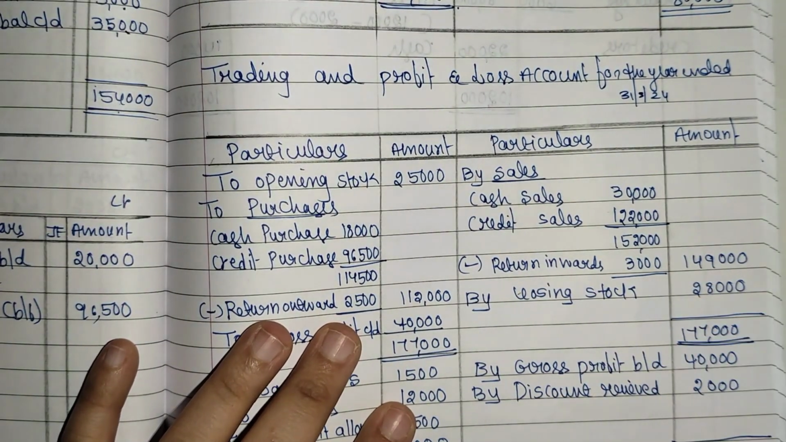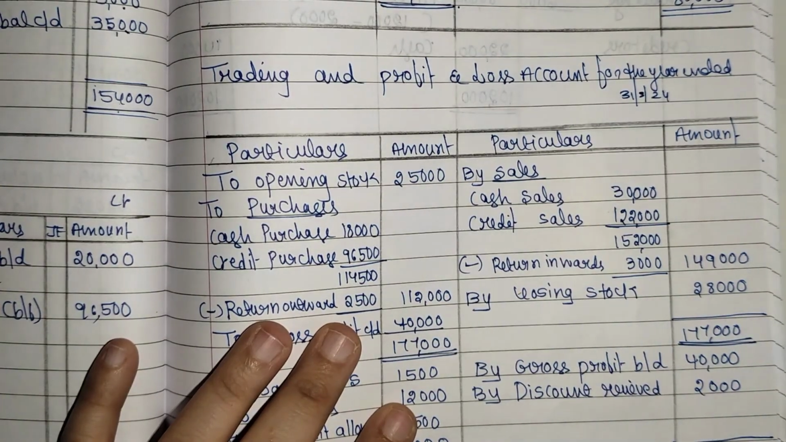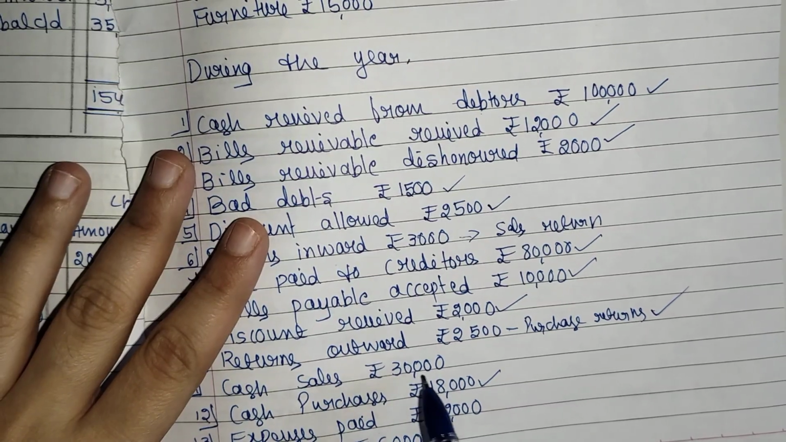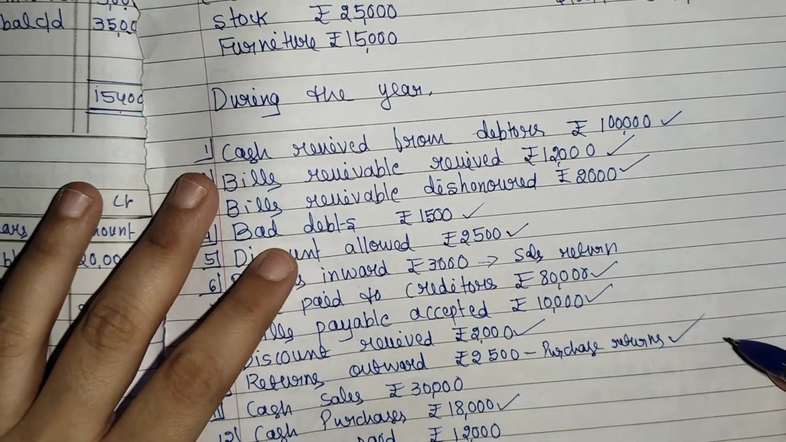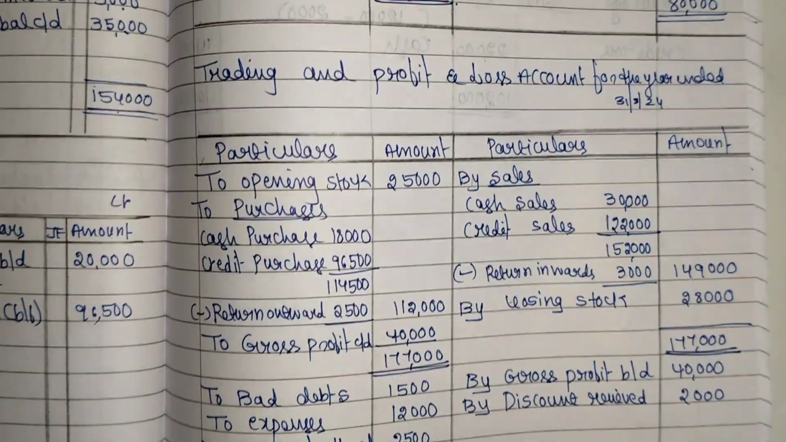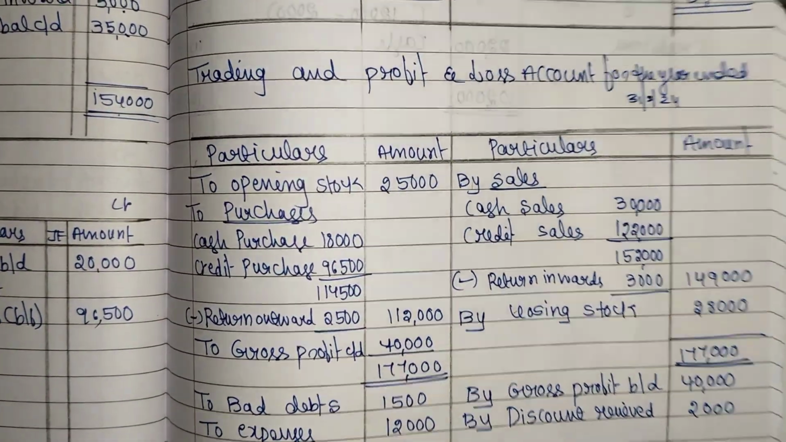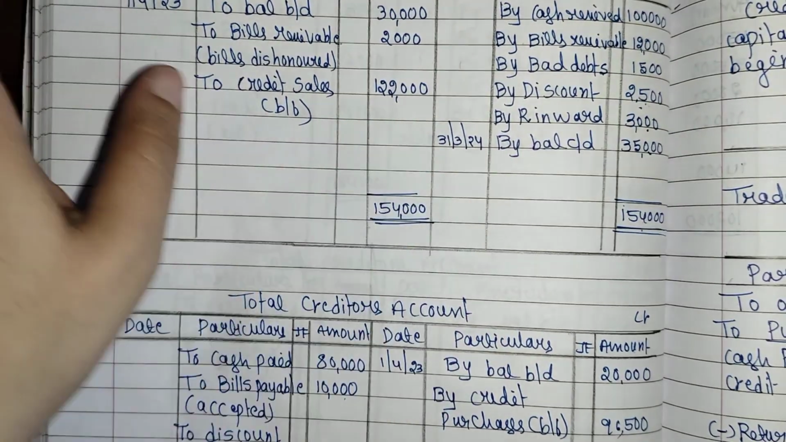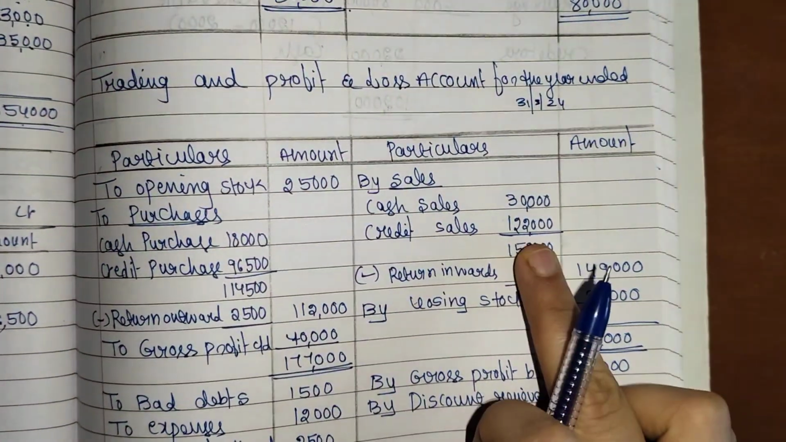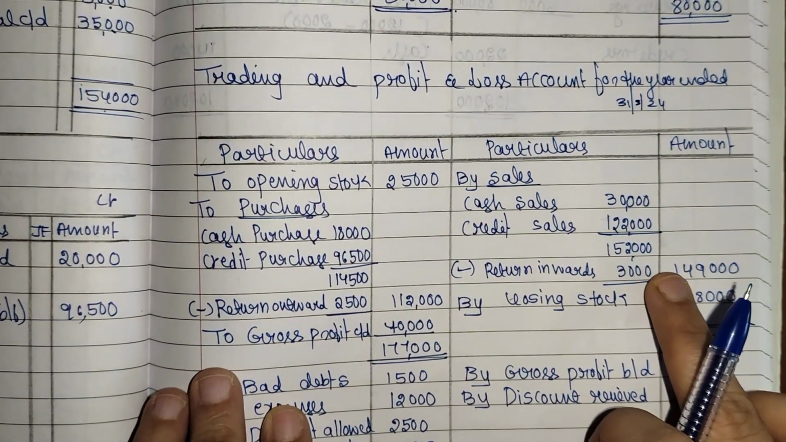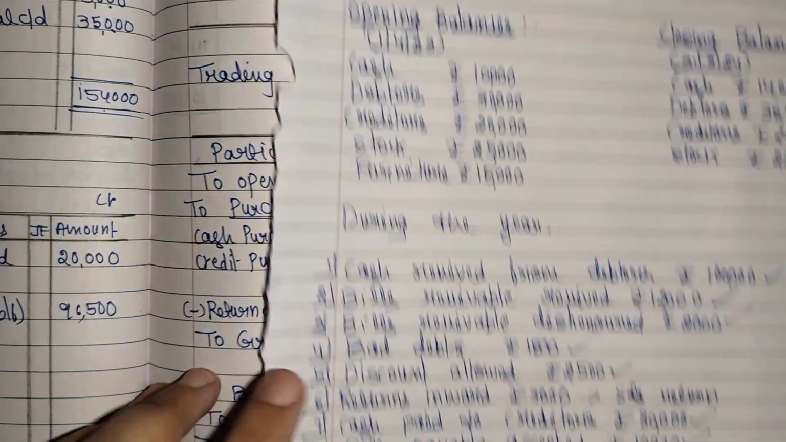Here also we need to enter cash sales and credit sales. Cash sales, how much? See here, cash sales, that is rupees 30,000. Credit sales, how much? Here we have prepared the debtors account and found out credit sales, that is rupees 1,22,000. So write down credit sales rupees 1,22,000. So total is 1,52,000.